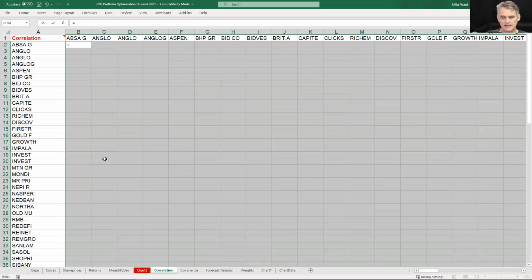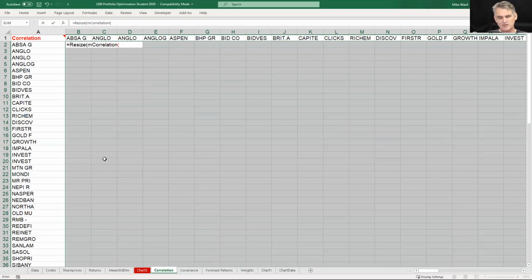So if I type in here equal resize, this function figures out how big the space needs to be to put the correlation matrix. Excel needs to be able to figure that out. You can either tell it by marking out the area first, or you just use this resize function. And then we're going to tell it we want the MCorrelation over here, and you can see there it is. That's the matrix correlation function.